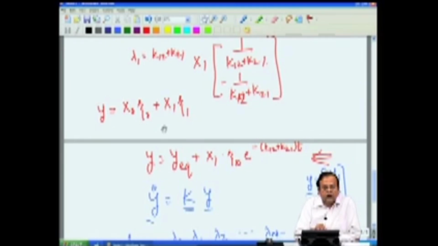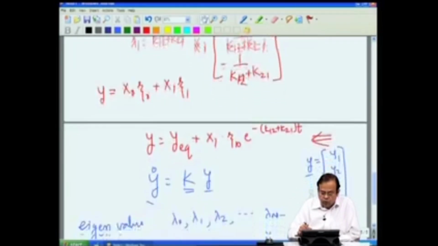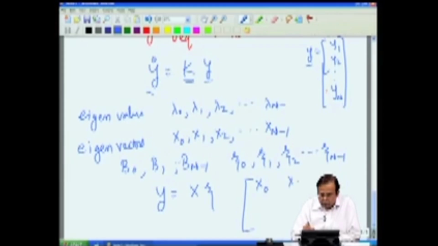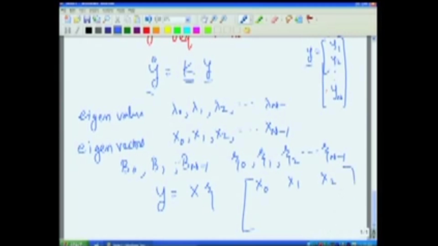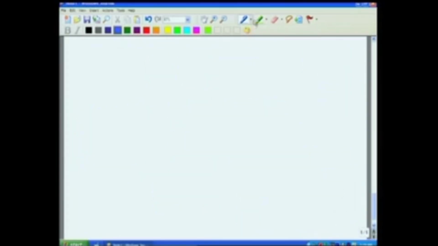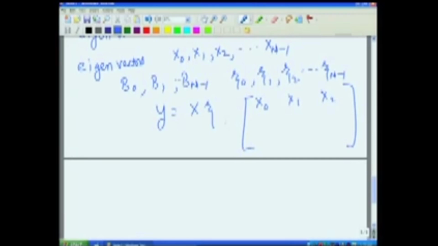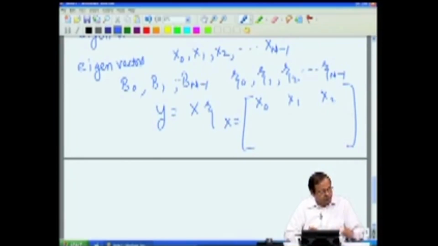X is the vector x naught, x 1, x 2. So, if I write my x vector whose elements are x naught vector, x 1 vector, x 2 vector and so on, then my y is given by this particular relationship. So, this is my x.